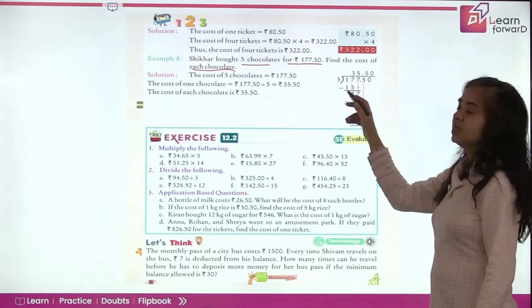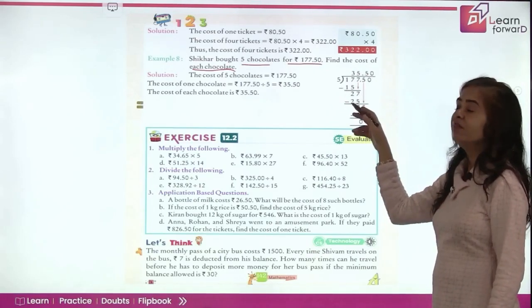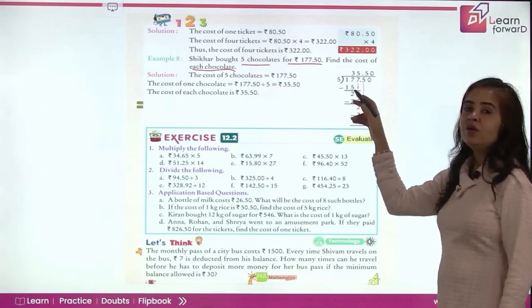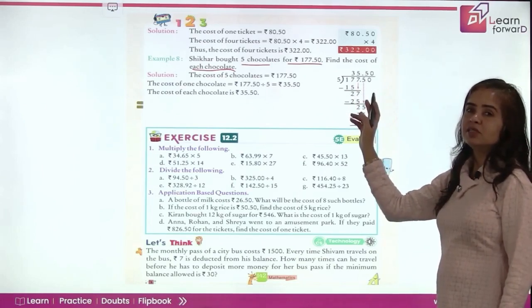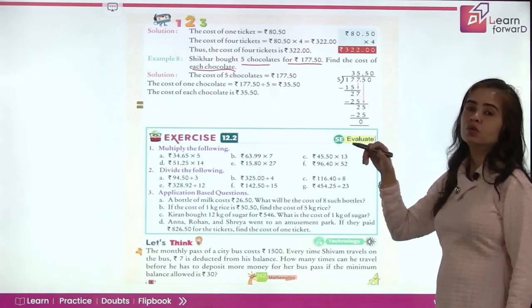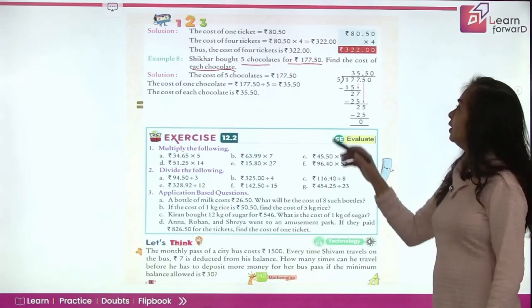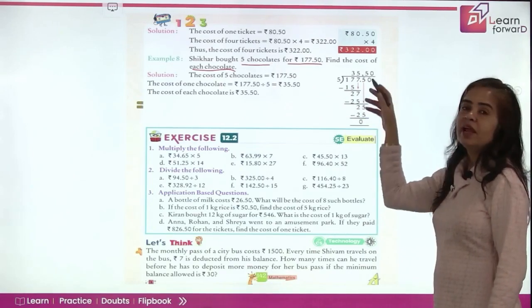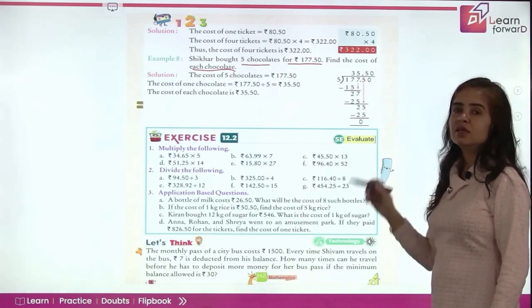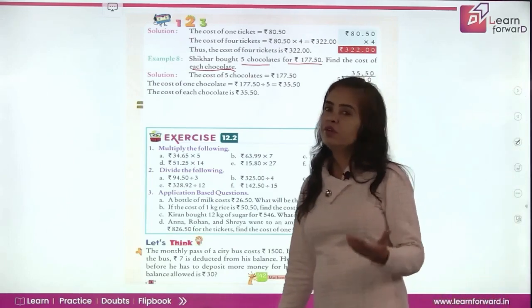So 5 3s are 15, 2. Bring down 7. 5 5s are 25, again 2. Now you are crossing decimal, children. So before crossing, put a decimal here in your quotient. Then bring down the next digit 5 below. Then 5 5s are 25 and then this 0, 5 zeros are 0. So the cost of each chocolate is 35.50.